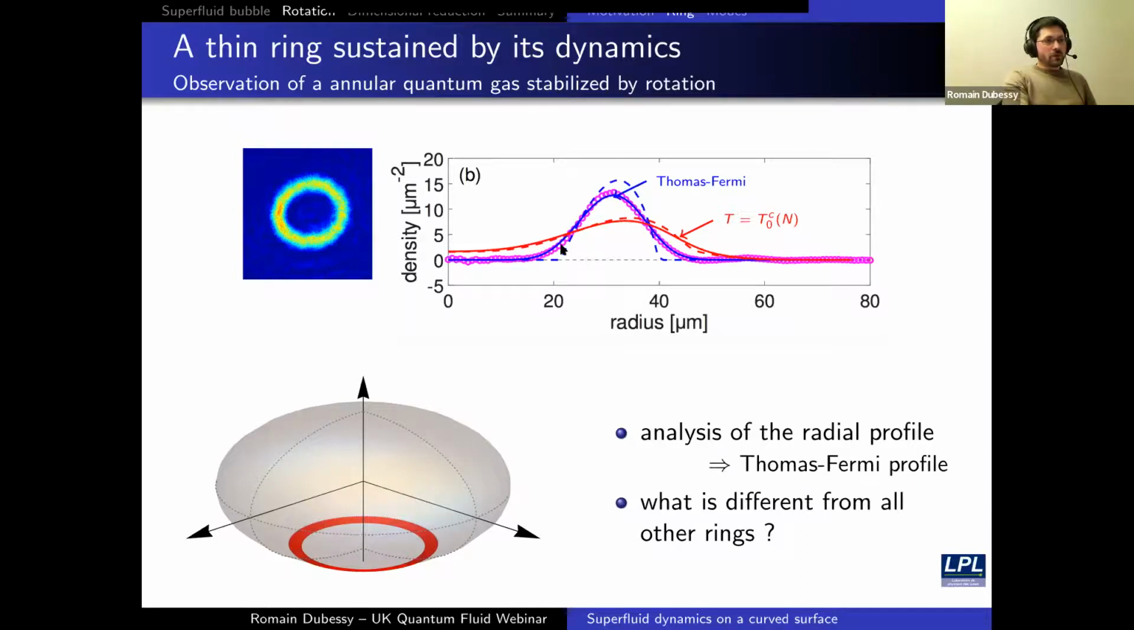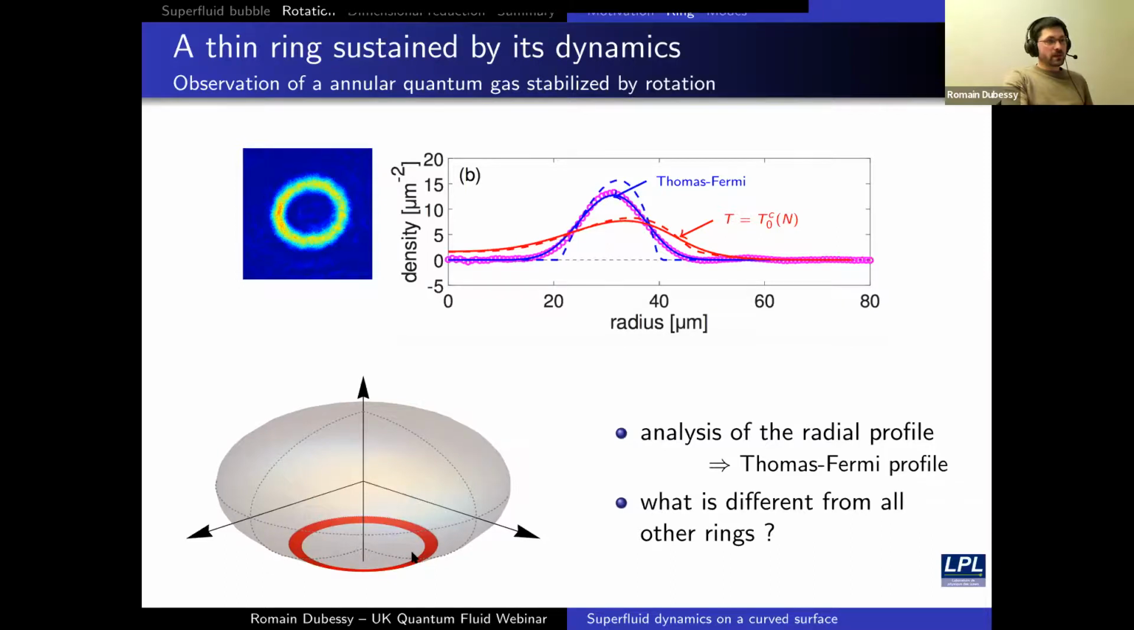And in fact, what we can rule out clearly is a semi-classical model saying that if it were a gas at the critical temperature, so no condensate, no superfluid, but just a classical gas at the critical temperature, we expect that this profile would fill the trap up to the center, and that's ruled out by our experiment. So what makes this ring so special?